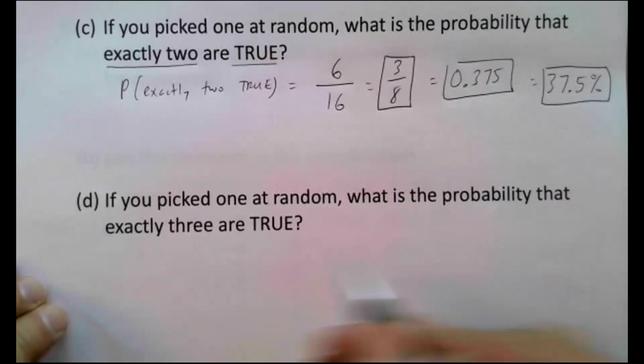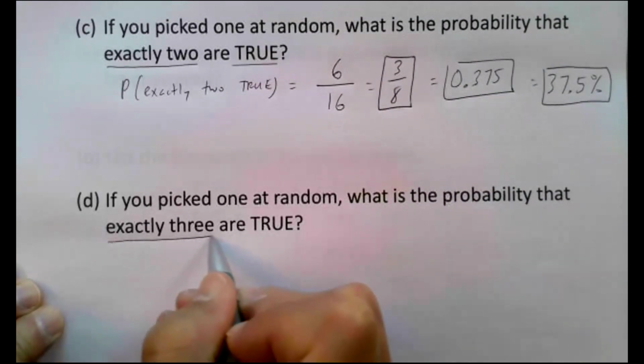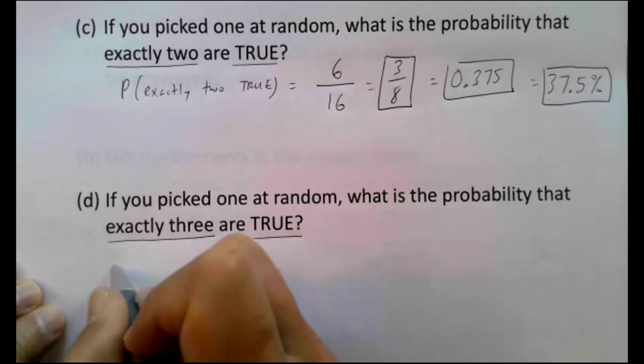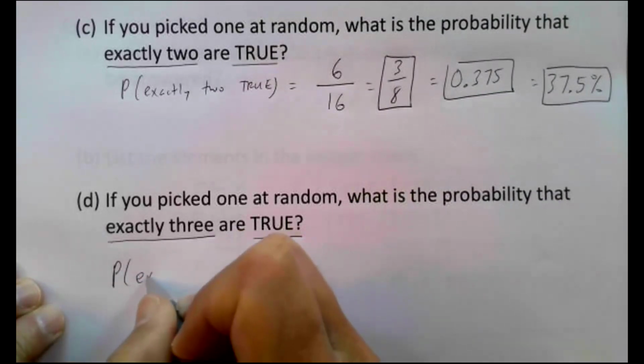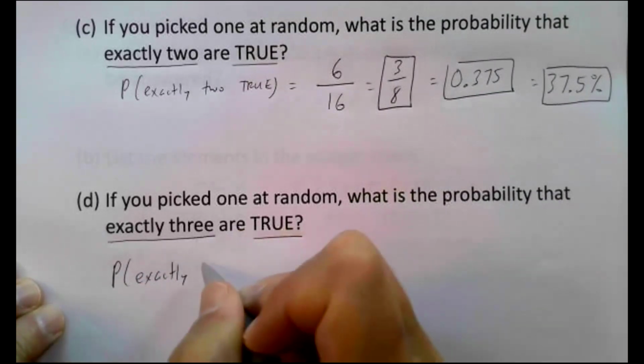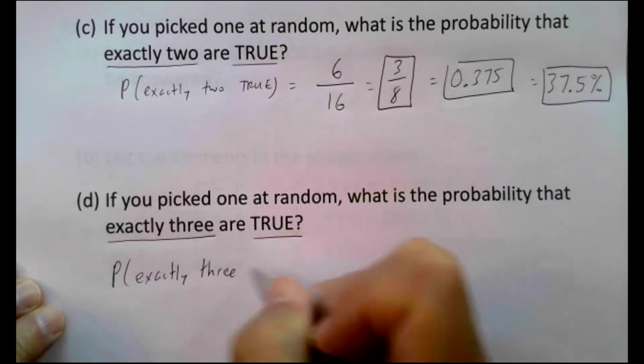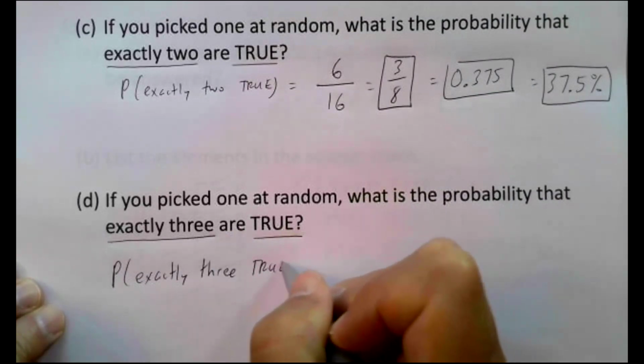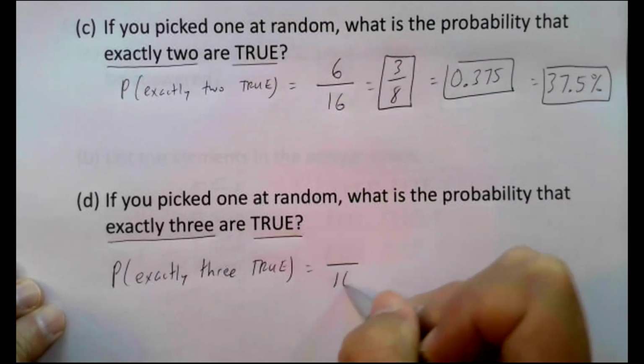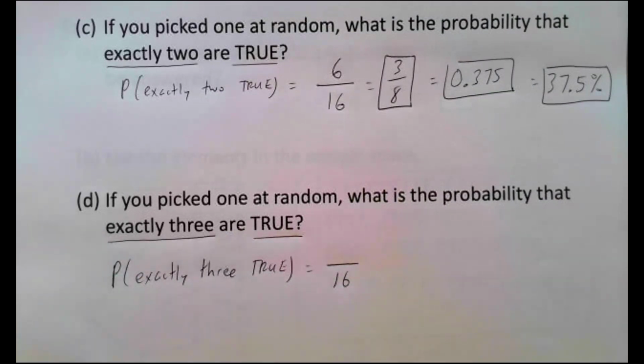If you picked one at random, what's the probability that exactly 3 are true? That's a different question. What's the probability that exactly 3 of them say true? Well, I know the denominator's still 16.